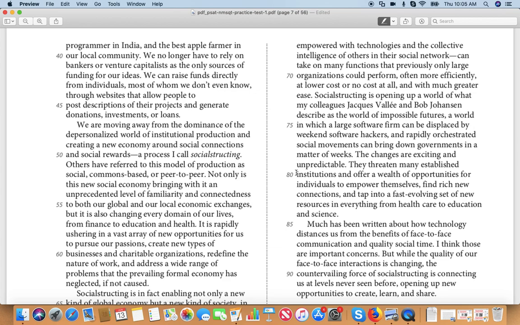So the question is, on line 70 it says more efficiently at lower cost. Well, who or what is doing things more efficiently at lower cost or no cost at all? Is that the individuals or the traditional organizations? Organizations. So it says individuals empowered with technologies and the collective intelligence of others in the social network can take on many functions. Oh, right, those are individuals. We're still talking about individuals. These individuals can take on many functions that previously only large organizations could perform, and they can perform them often more efficiently at lower cost or no cost at all, with much greater ease. Does that make sense? That refers to the individuals.